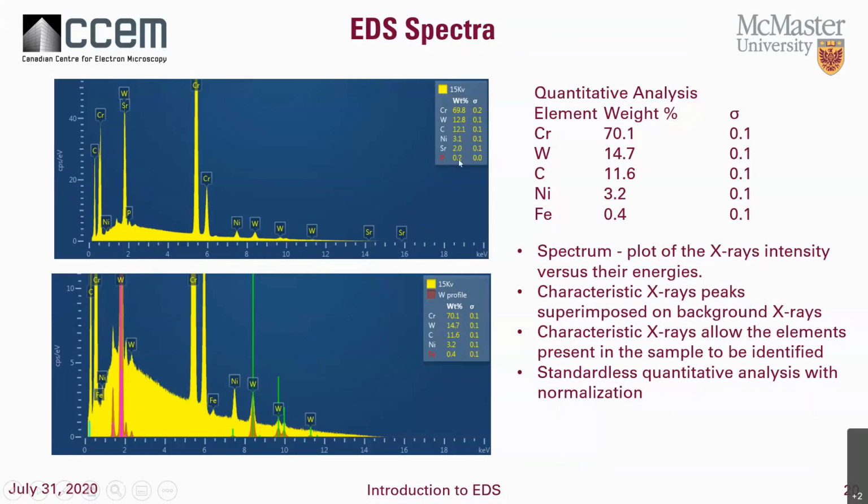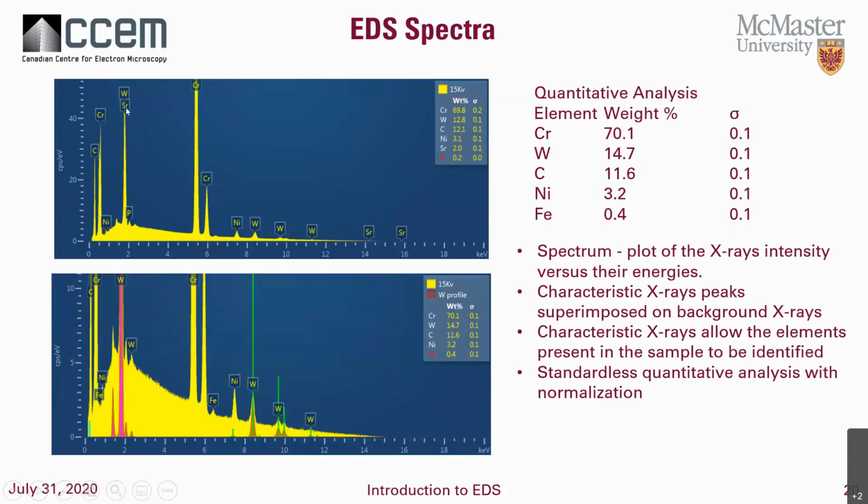But some things that I will point out. In the first spectrum here, this has been identified by the computer as phosphorus. It is actually not phosphorus. It's actually one of the peaks from tungsten.